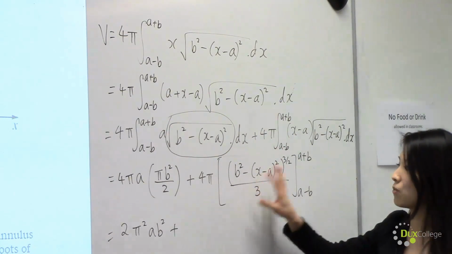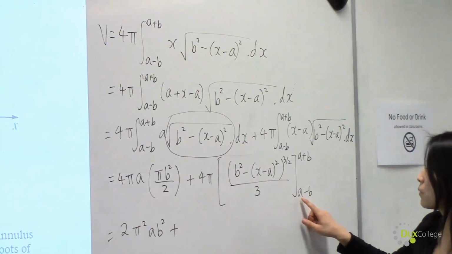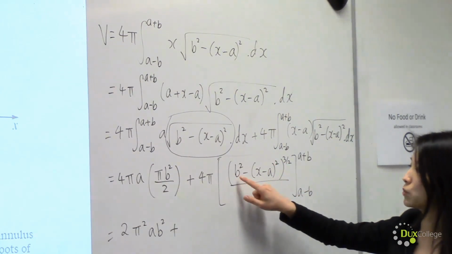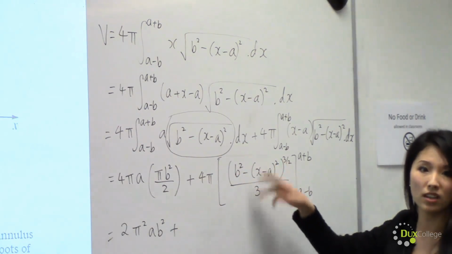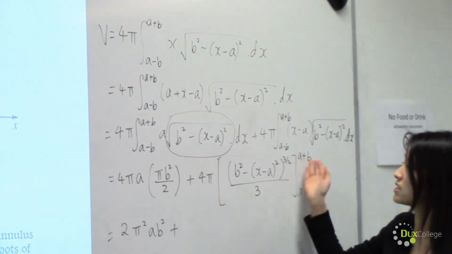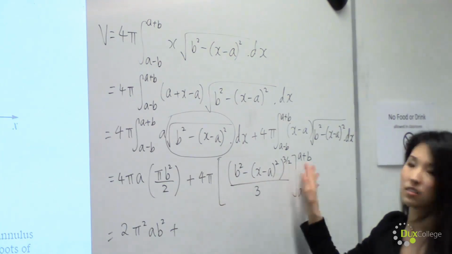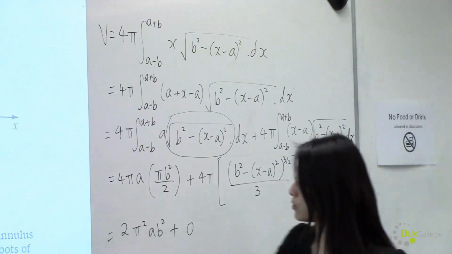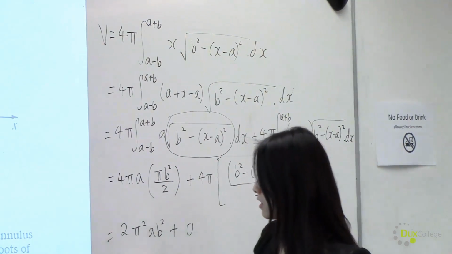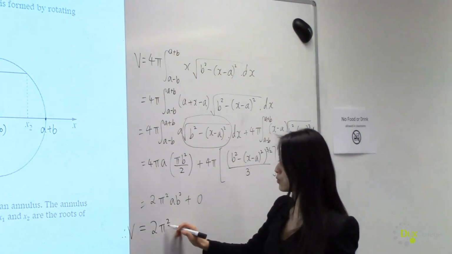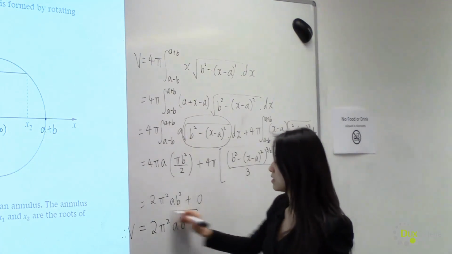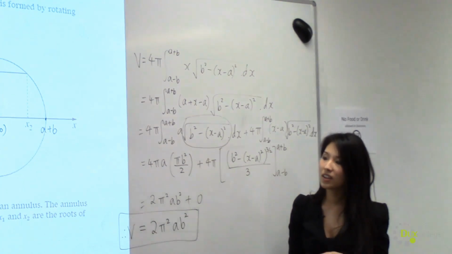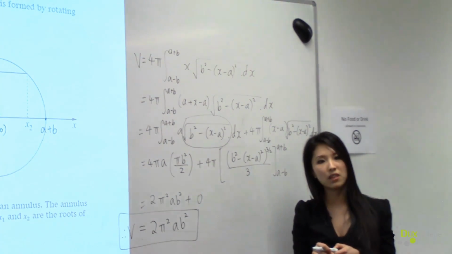So this entire thing will give you 0, minus, when you put in a minus b in here, you get minus b squared. But when you do b squared minus b squared, you get 0 as well. So you have 0 minus 0. So this entire part here is equivalent to 0. So therefore, the volume is equal to 2 pi squared a b squared, which is exactly the same as the answer from the slicing method.